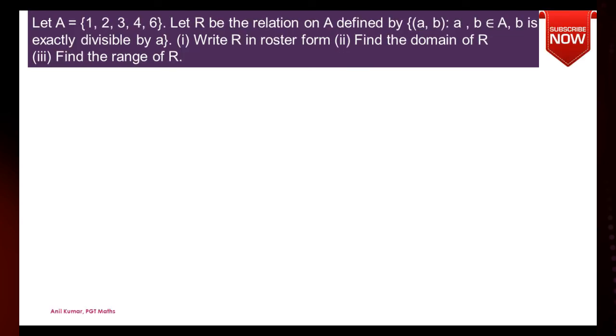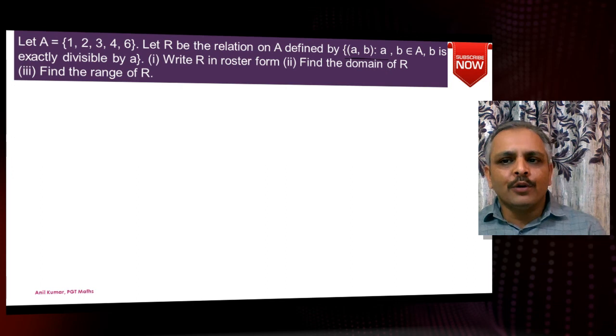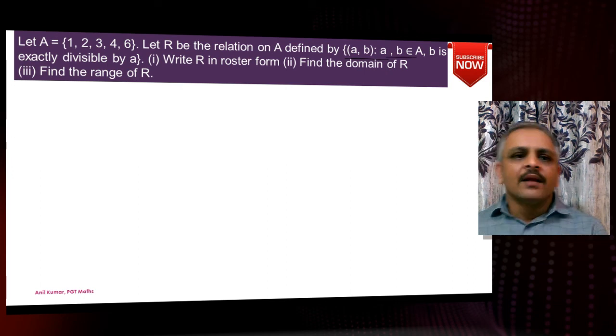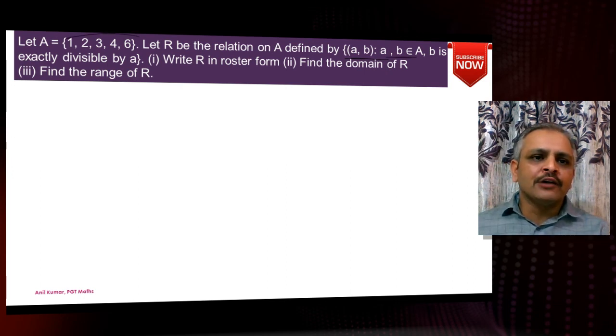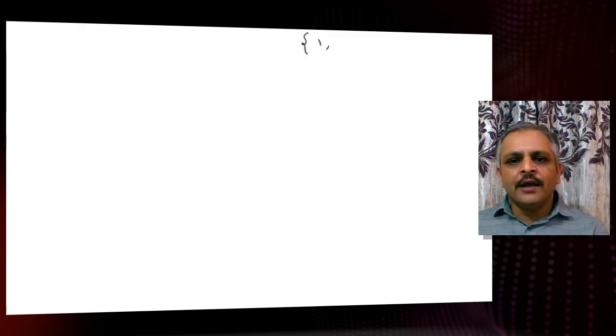So here A is {1, 2, 3, 4, 6}. R is a relation defined on A by this relation. So let's first interpret this relation. What does it mean? The relation is between a and b, and a and b both belong to set A. That means we have to select both the values from this set A: 1, 2, 3, 4 and 6.